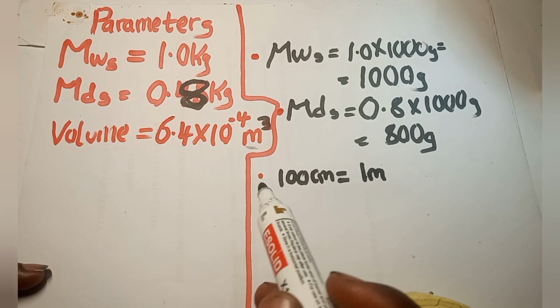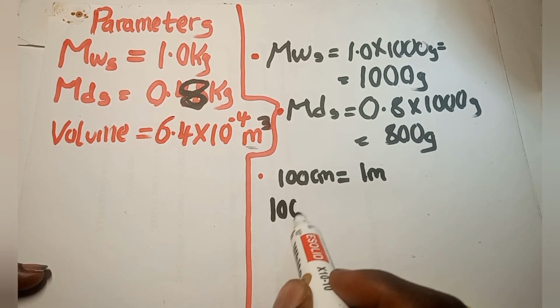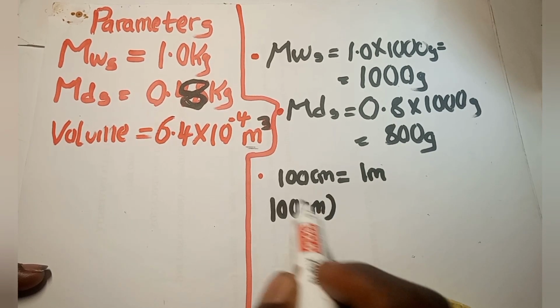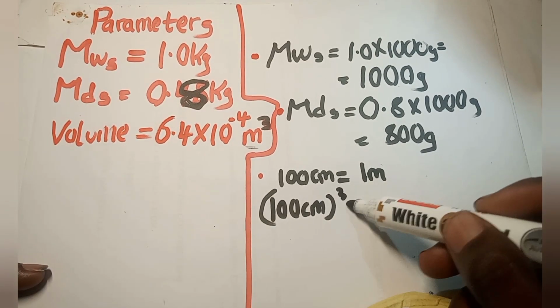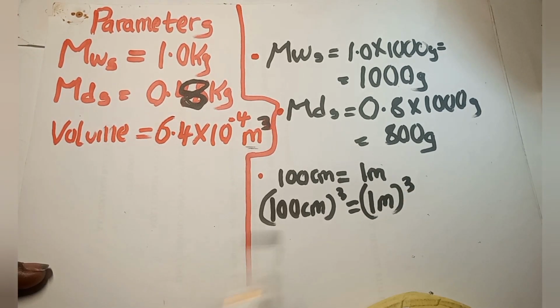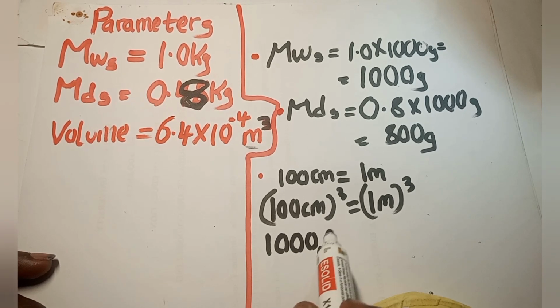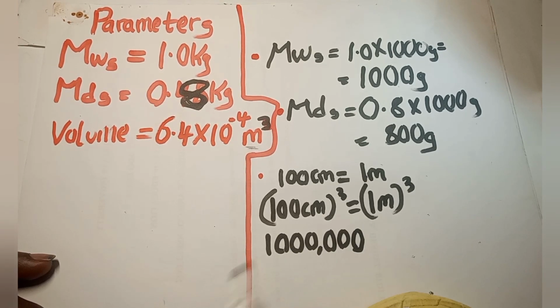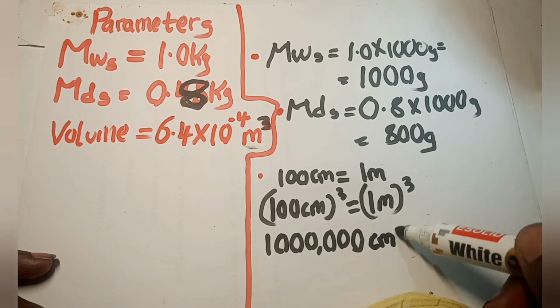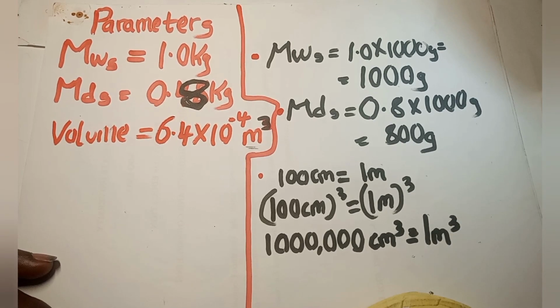If I want to know how many centimeter cube will give me 1 meter cube, I'm going to cube it. So 100 raised to the power 3 will be 1 million. So 1 million centimeter cube will give me 1 meter cube. That's how to convert this.